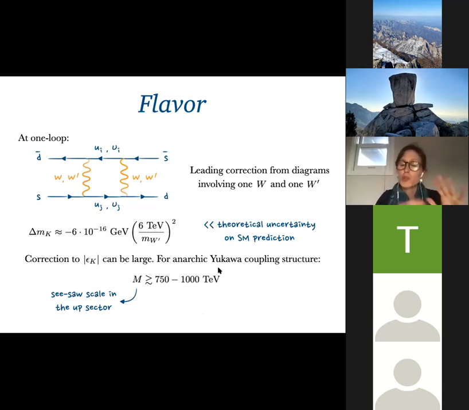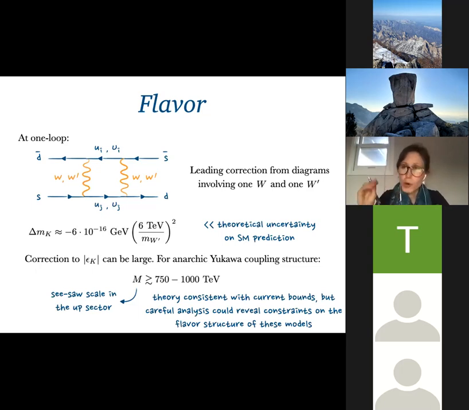So if we don't assume any particular structure in the off-diagonal entries of the Yukawa couplings, the measurement of epsilon K can be interpreted as a lower bound on the seesaw scale in the up sector, in this case of order between 750 and 1000 TeV, which is compatible with the upper bound we found earlier from the requirement that the Yukawa couplings stay perturbative. So overall, these theories are certainly consistent with current flavor measurements, but a more in-depth analysis could certainly reveal some constraints on the flavor structure of models of this form.